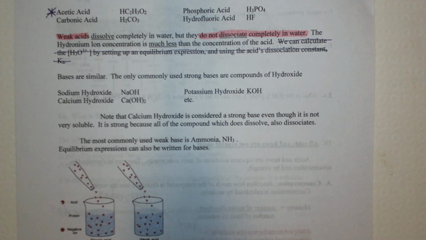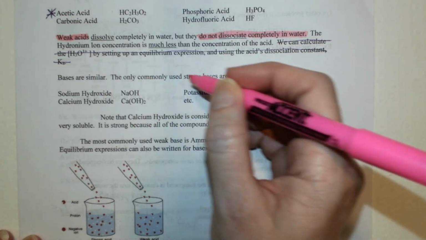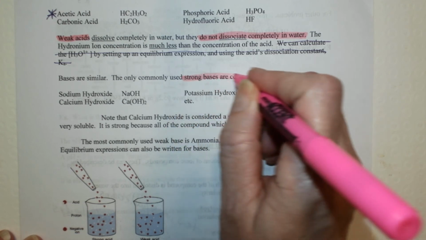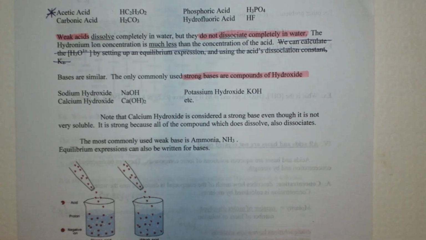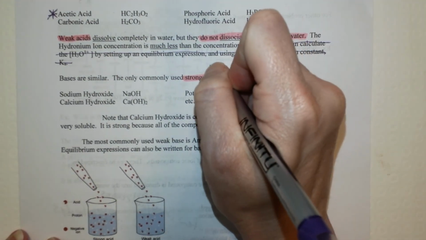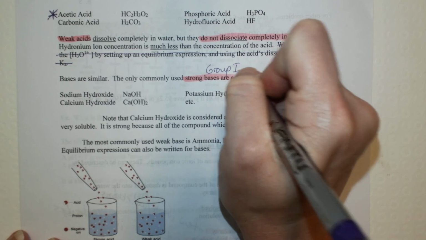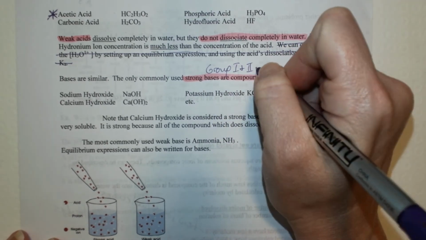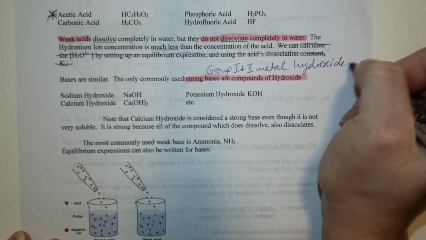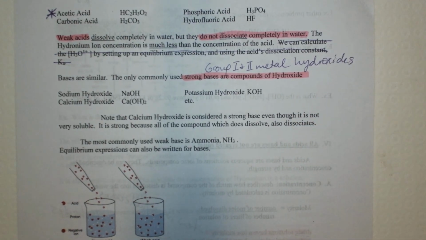Okay, it says bases are similar. The only commonly used strong bases are compounds of hydroxide. Well, it gets even more complicated. The only common strong bases are group 1 and 2 metal hydroxides. Those are the only common strong bases. So anything that's not a group 1 or 2 hydroxide is not a strong base.